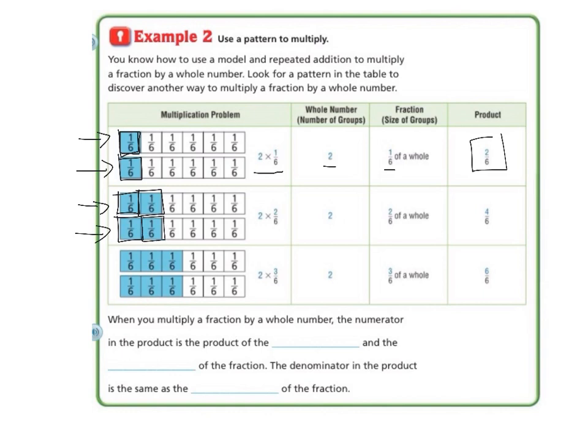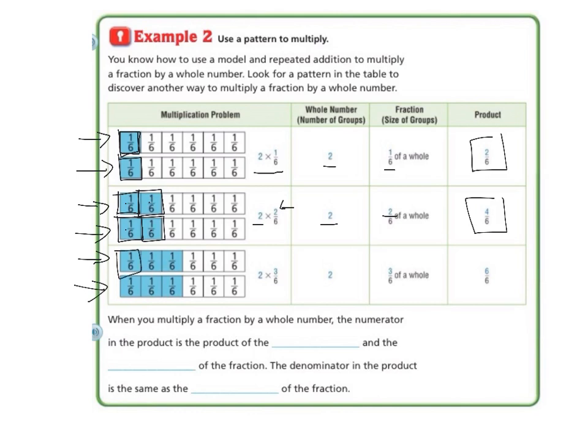Okay, now here we have 2 models again, but in each one we have 2/6 colored in. So we have 2 bars and each one has 2 filled in. So now we have 2 total groups, 2 parts of 6 colored in, and we multiply. 2 times 2 is 4/6. 1, 2, 3, 4.